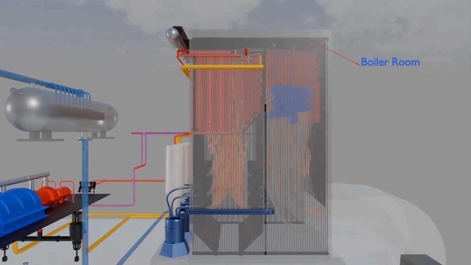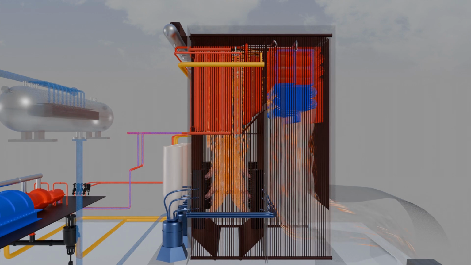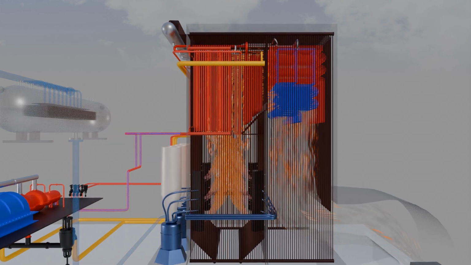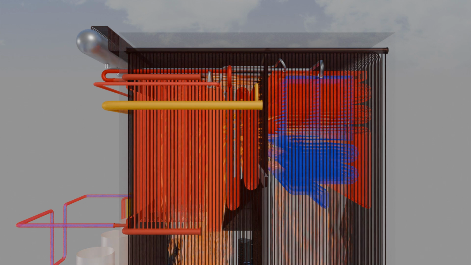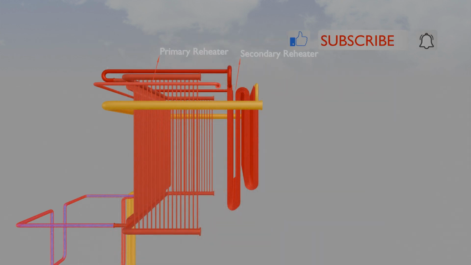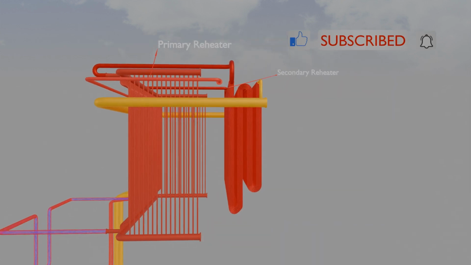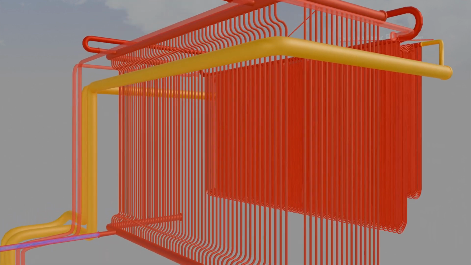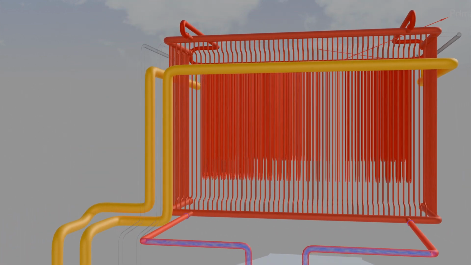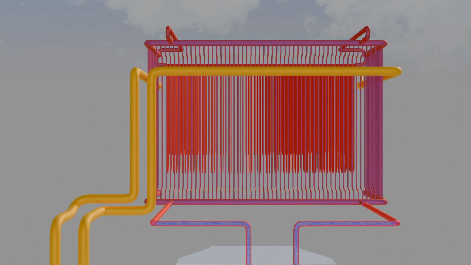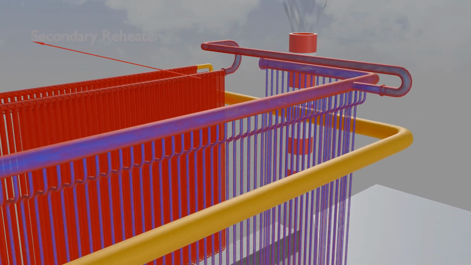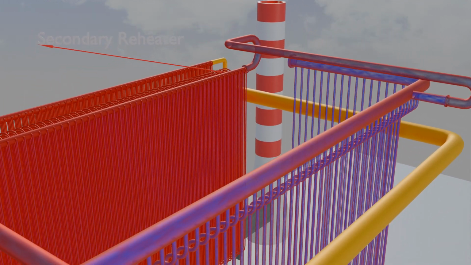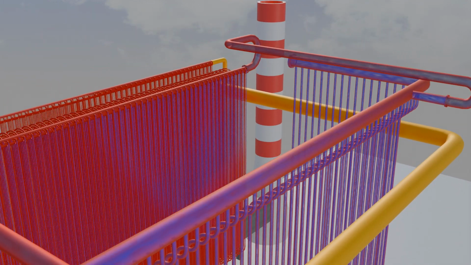Generating heat that's transferred to the steam through heat exchangers, boosting its temperature. We'll dive into all the different heaters in the boiler room later, but for now, let's just focus on the reheaters. To maintain efficiency, the steam is directed into the primary reheater, where it passes through tubes heated by flue gases. Here, the steam temperature begins to rise again. The steam then moves to the secondary reheater, where it's heated to even higher temperatures.